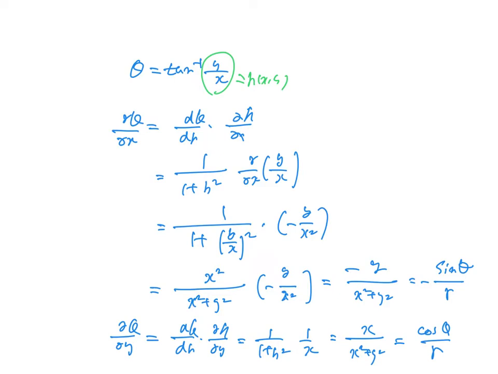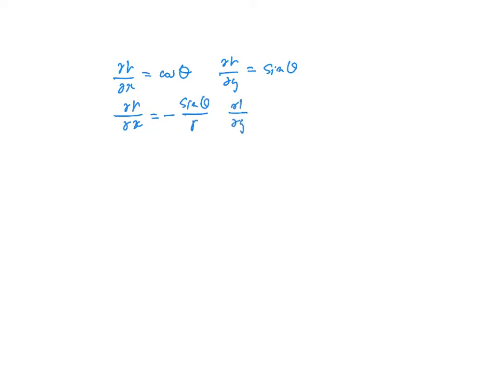So let's summarize. Partial x, partial r is cosine theta, right? And partial y, partial r is sine theta. Partial x, partial theta is minus r sine theta, and partial y, partial theta is r cosine theta. So, the Cauchy-Riemann condition.